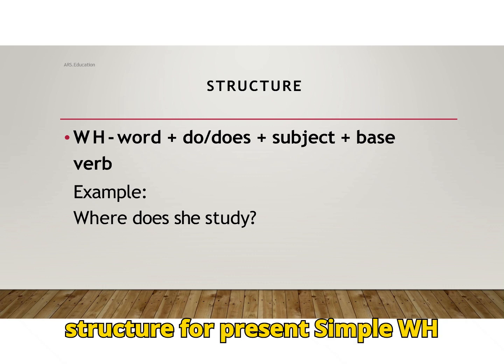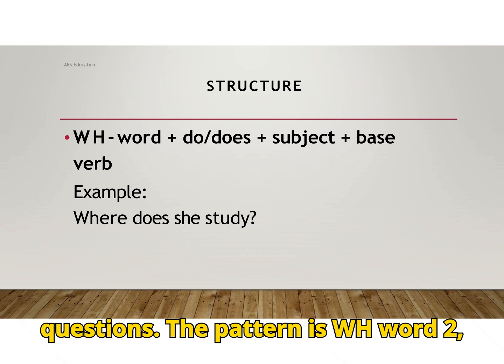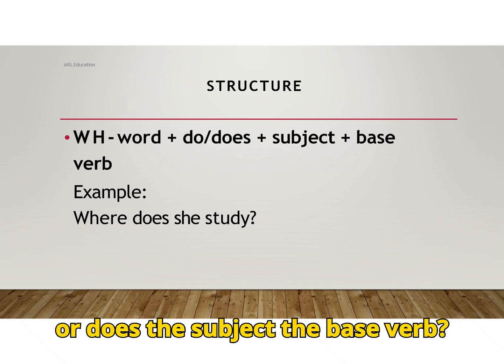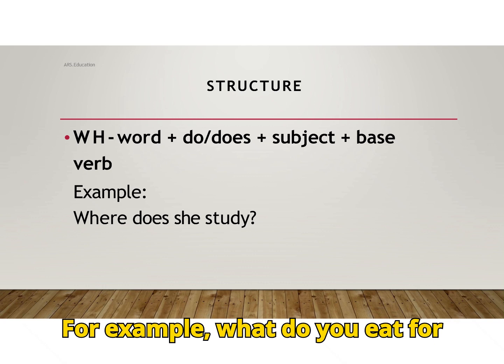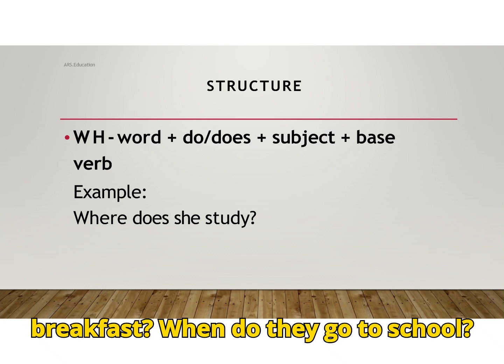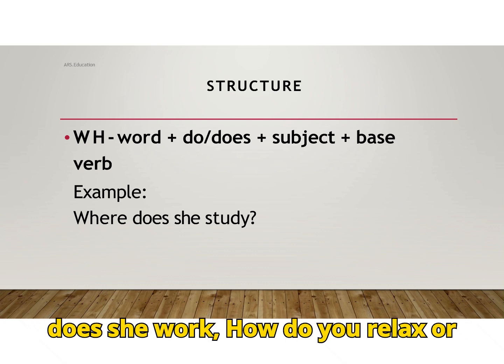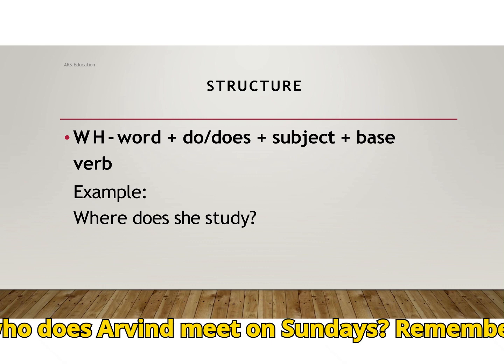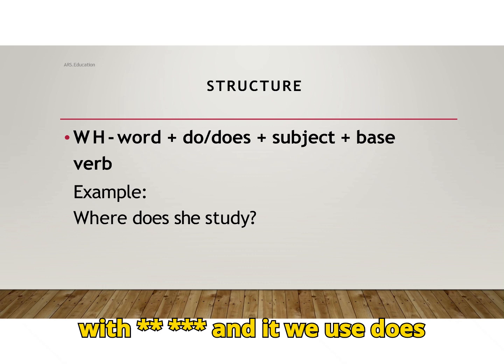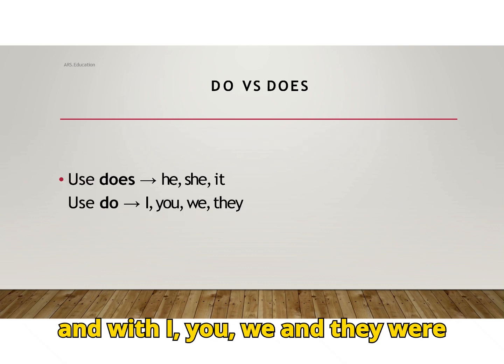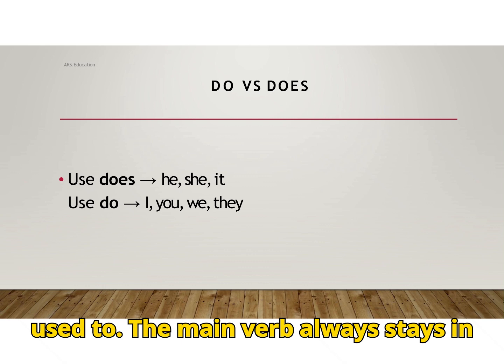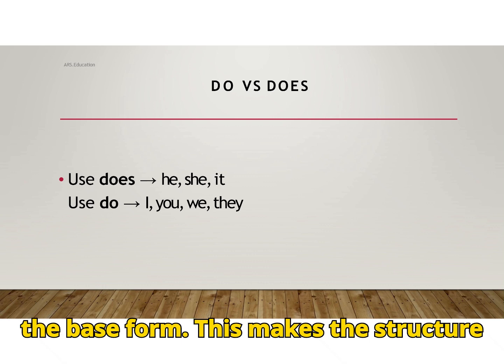Let's look at the structure for present simple WH questions. The pattern is WH word plus do or does plus the subject plus the base verb. For example, what do you eat for breakfast? When do they go to school? Why does he wake up early? Where does she work? How do you relax? Or who does Arvind meet on Sundays? Remember, with he, she, and it we use does, and with I, you, we, and they we use do. The main verb always stays in the base form. This makes the structure simple and predictable.